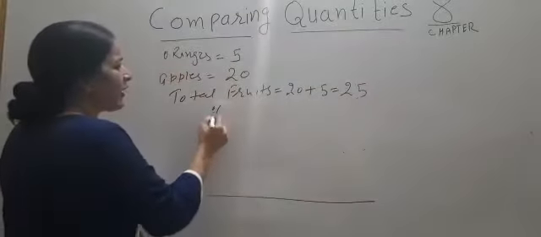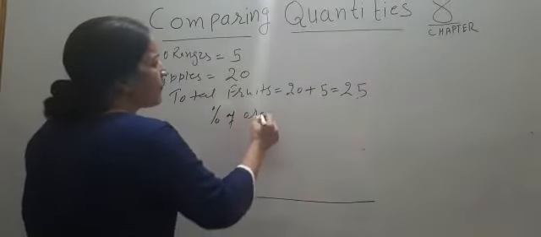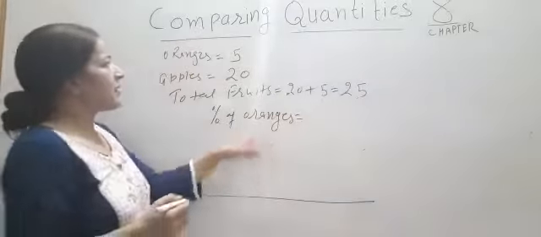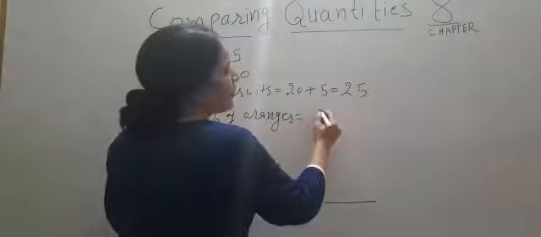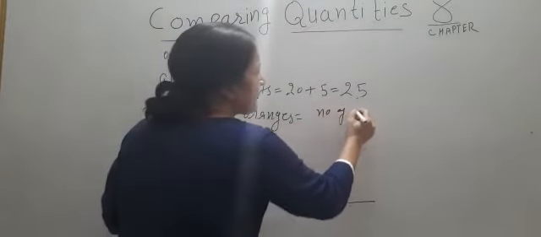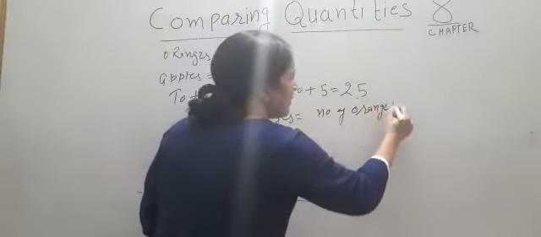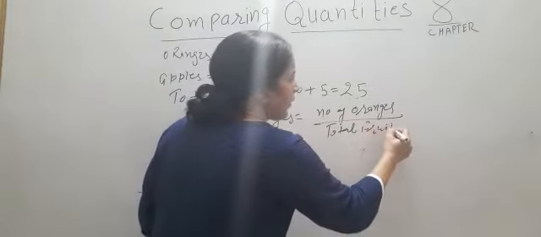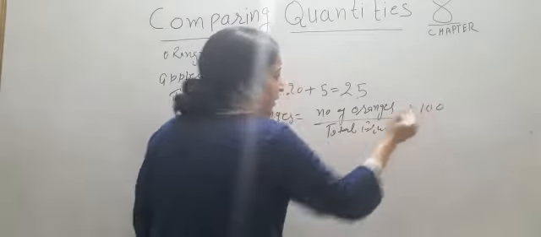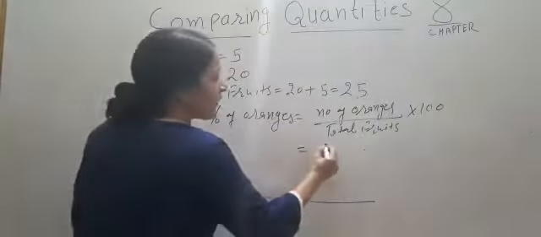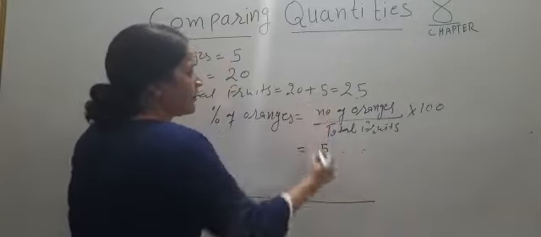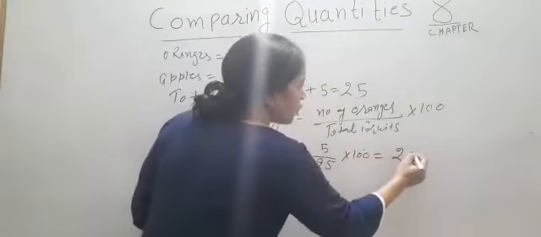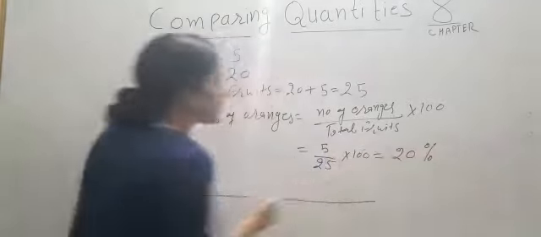So how will we find the percentage of oranges? Percentage of oranges means number of oranges divided by total fruits, multiplied by 100. So number of oranges 5, total fruits 25, multiply 100, so it is 20%.